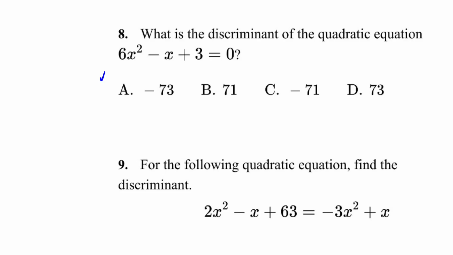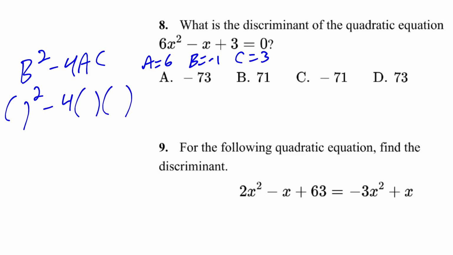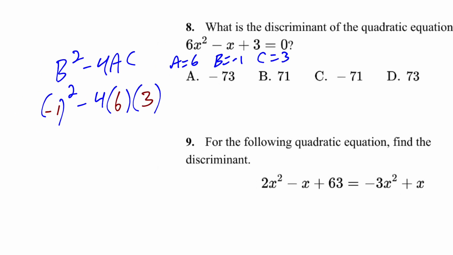Similar thing here. A is 6, b is negative 1, c is 3. I plug them into the formula, b squared minus 4ac. So something squared minus 4 times these values. That's how I type it into my calculator. A negative 1 here, a 6 here, a 3 here. The common mistake that people make is they put that negative outside the parentheses, and then it's wrong. If you do this one correctly, you'll get negative 71.